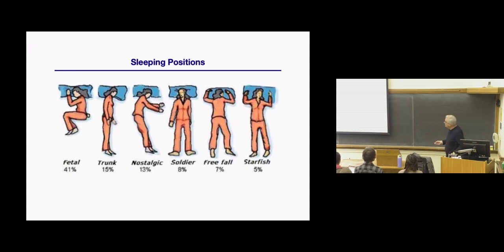And this is a decidedly non-scientific study that was done. I can't find scientific studies. If any of you ever encounter anything in lecture that makes you think of something else and you want to help me improve the class, send it to me. But I can't find any scientific studies of sleeping positions. This is a non-scientific study, and this is the fetal position, 41%. The back, where's the back? This soldier, 8%, that's about you guys. Free fall, 7%, and nostalgic, and so on. A starfish, that seems like a ridiculous posture to me.